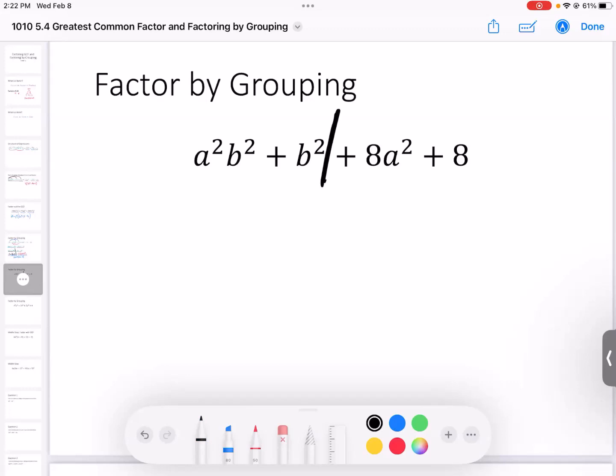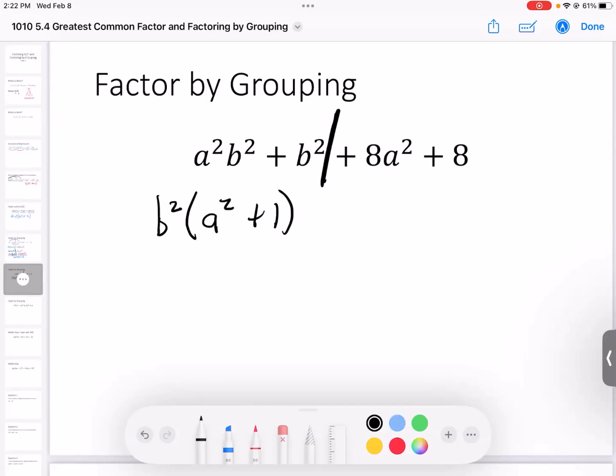And what does the first group have in common? b squared. So I'm going to factor out b squared, and I'm left with a squared plus 1 when I divide both of those terms by b squared. And the 1 is important. Don't just put nothing there. It is important that when you do b squared divided by b squared, you get that 1 there.